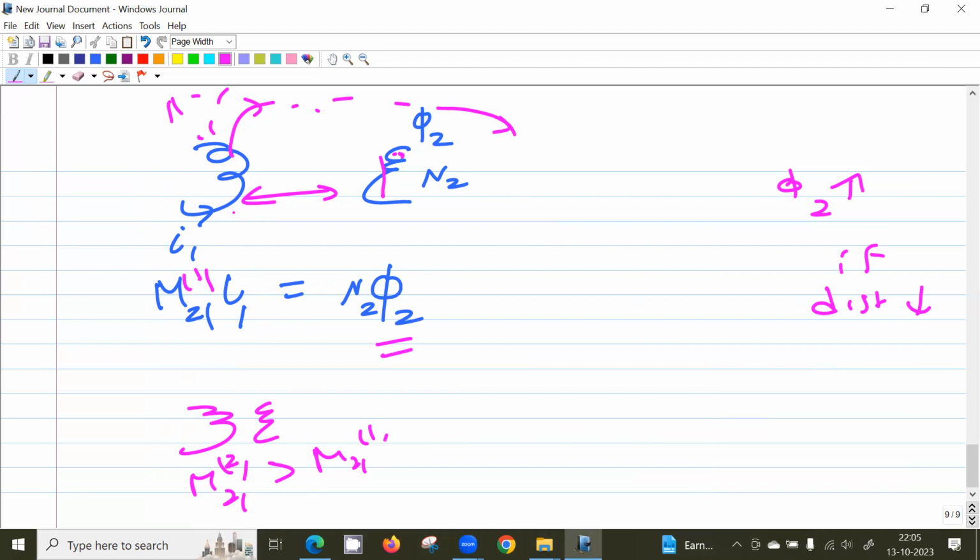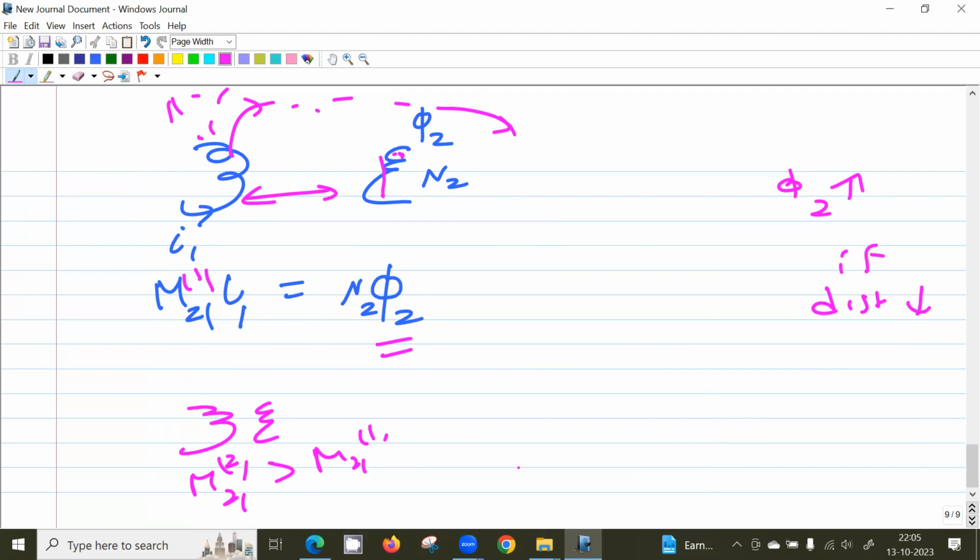But once I fix the locations of these two coils and the medium in between them, then M21 is a constant. If I bring them closer together, then the mutual inductance will change. In the first case it will be less because the amount of flux linking the second coil will be less. So when M is increased, for the same current, the flux linking the second coil, Phi 2, will increase.